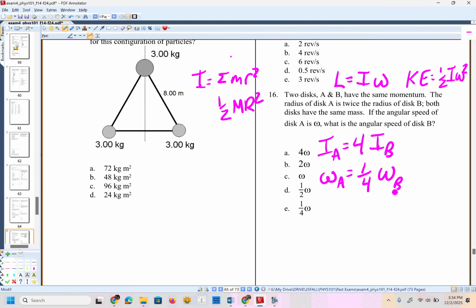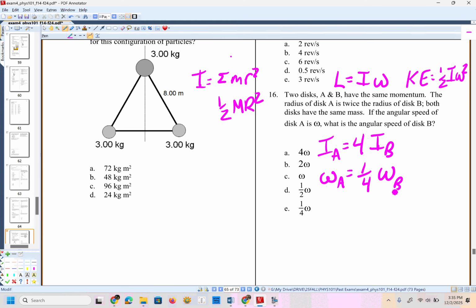Because both disks have the same angular momentum, the product of I and omega has to be constant for both of them. So when one of them gets a bigger moment of inertia, it has to slow down. That's sort of like the figure skater, when she throws her hands out, right? She increases her moment of inertia, so her angular velocity goes down. Arms out, I goes up, omega goes down.